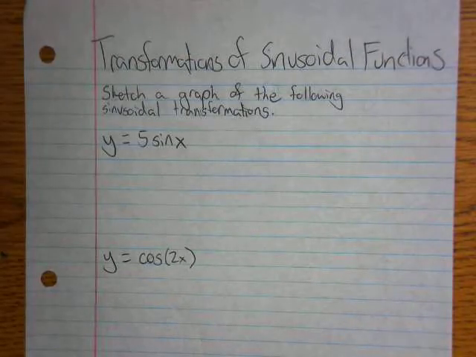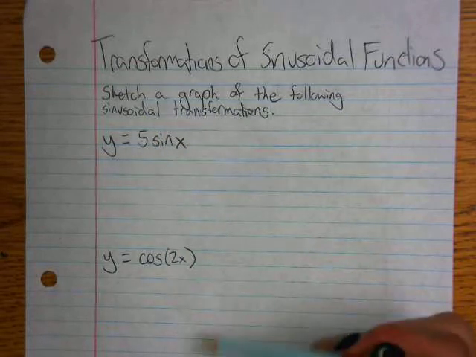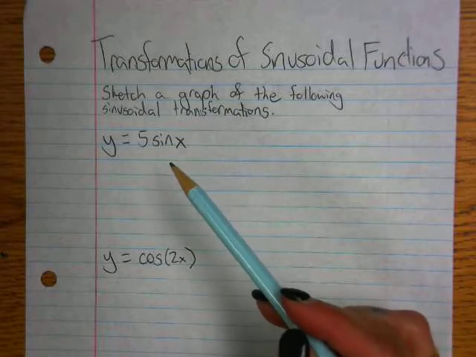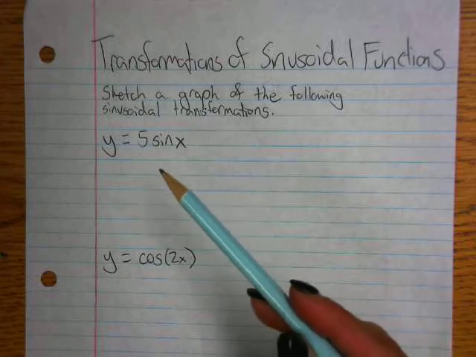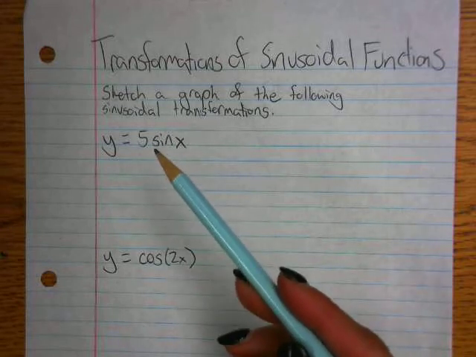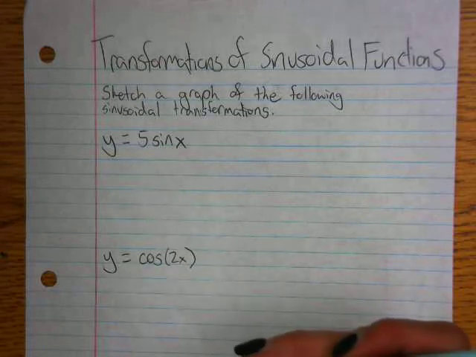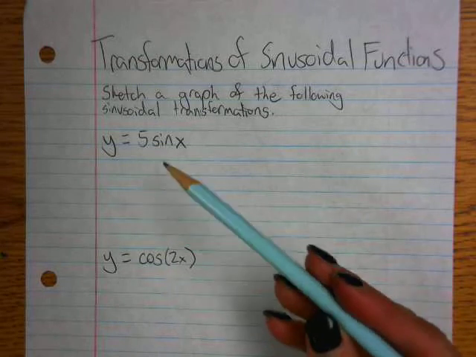Alright, so in this video I'm going to talk about sketching the graph of some sinusoidal functions that have a couple different types of transformations that are going to happen to them. So the first one I got is y equals 5 times sine of x. So anytime we multiply or divide on the outside of our sine or cosine function or any other function, it's going to be a vertical stretch or compress.